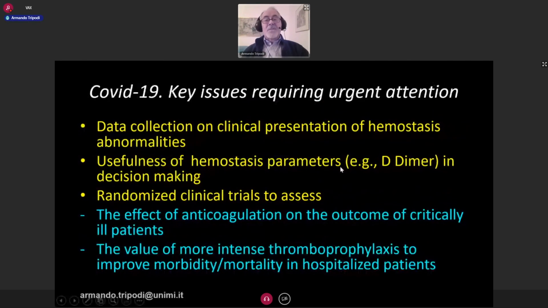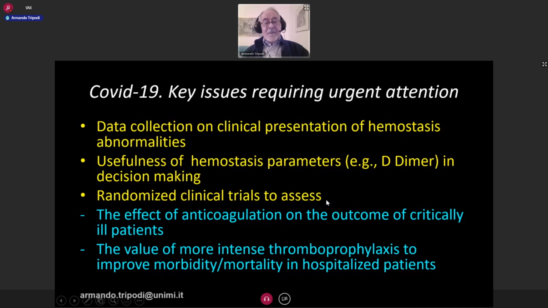There are some key issues which require urgent attention, and I think from now on we should start investigating these issues. For instance, we should start an accurate collection on the clinical presentation of any hemostasis abnormality in these patients. And I know there are many ongoing registries which are collecting this data, and I think the analysis of this data will give us the opportunity to derive some information for patient management. And also, the same is valid to define the usefulness of hemostasis parameters, for instance, as I mentioned, the D-dimer, but also ADAMTS-13 in decision-making. We should organize prospective studies for this.